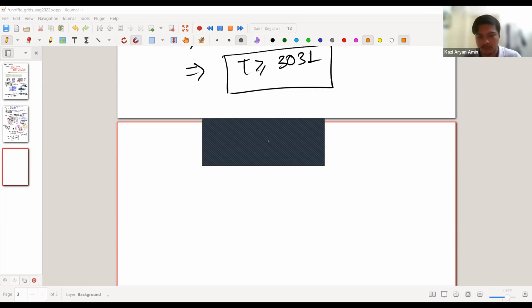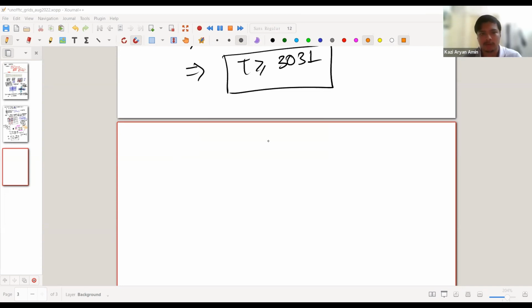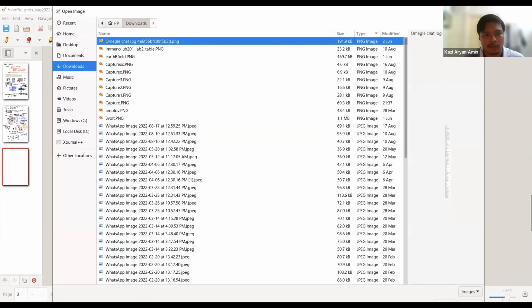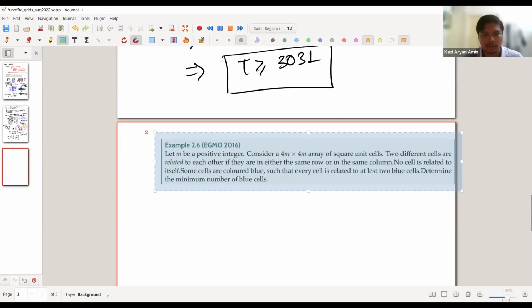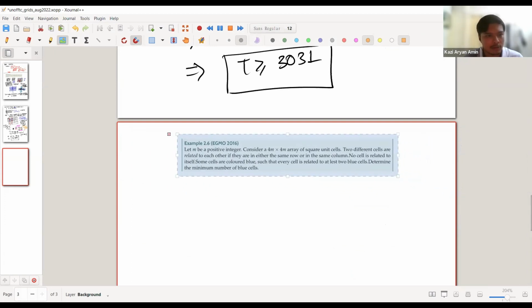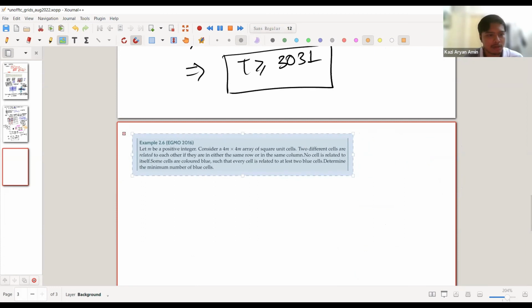Okay, just copy the fourth problem. Okay. So does everyone see the problem statement?